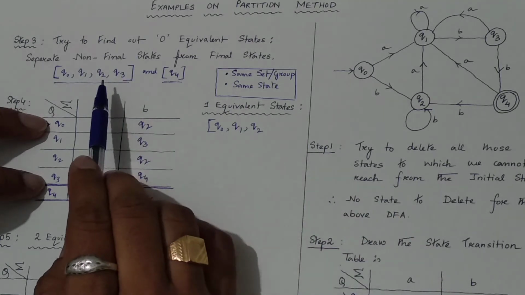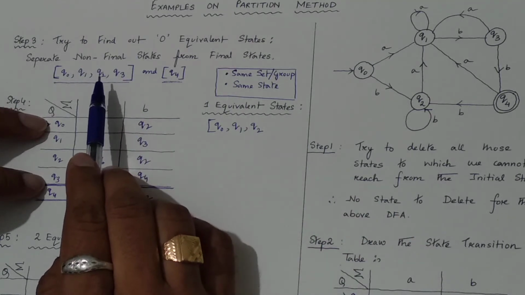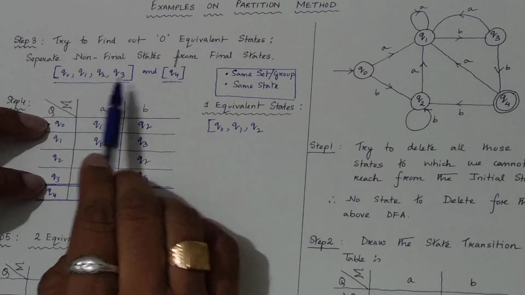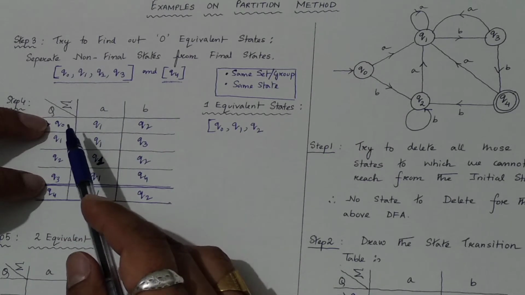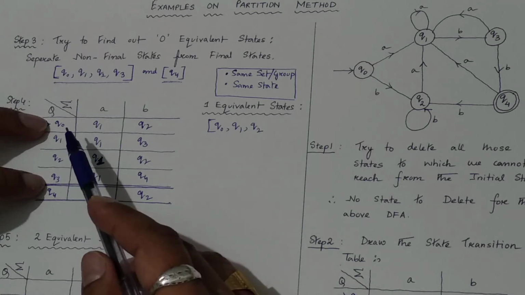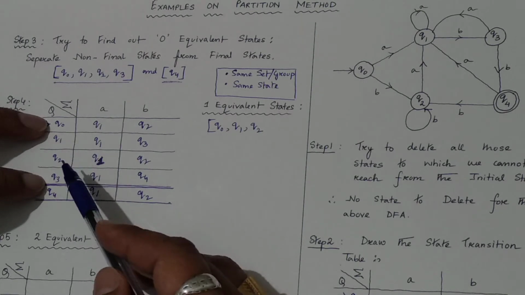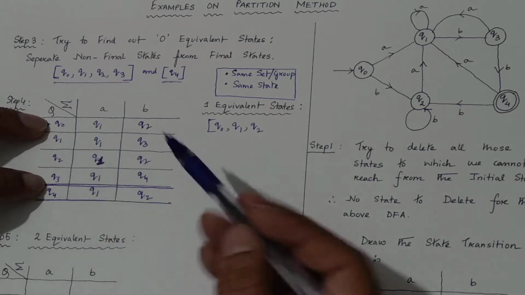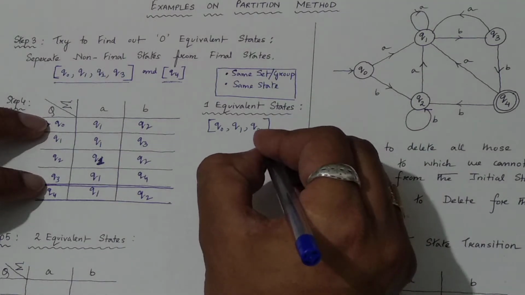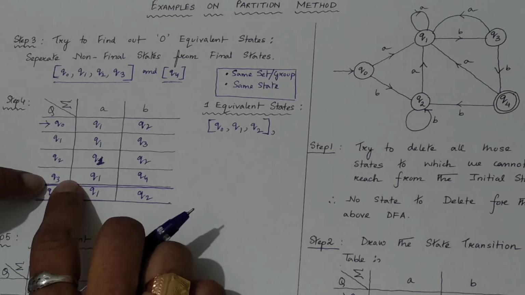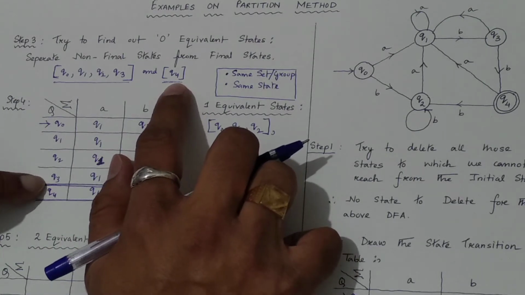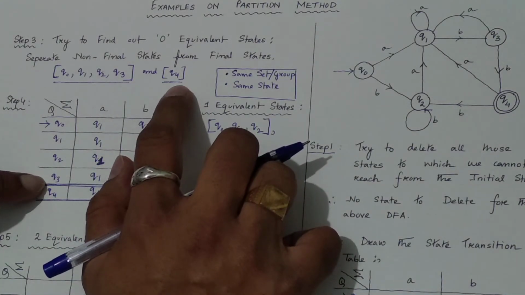See, in zero equivalent state, Q2 and Q4 are in different sets or different groups. So that means Q3 cannot come with Q0. If Q3 cannot come with Q0, then Q3 cannot come with Q1 or Q2, because these three have already made a pair. So these three will come together and Q3 will make a separate group. But before that, there is an alone group right now, Q4. So it will try once with Q4 as well.